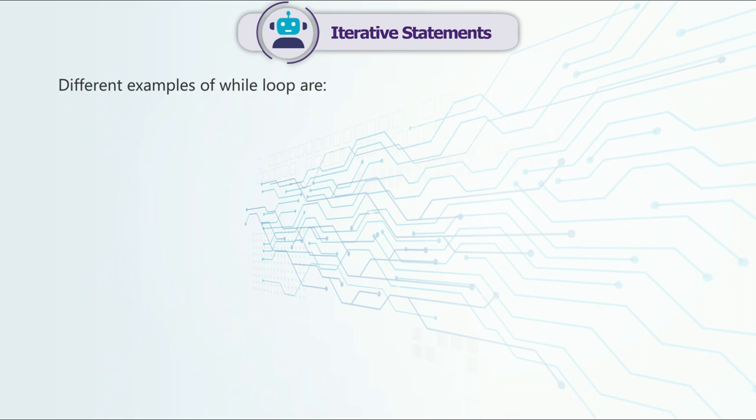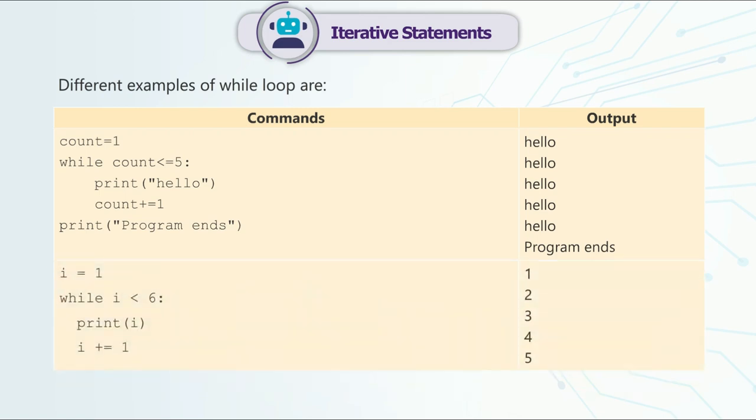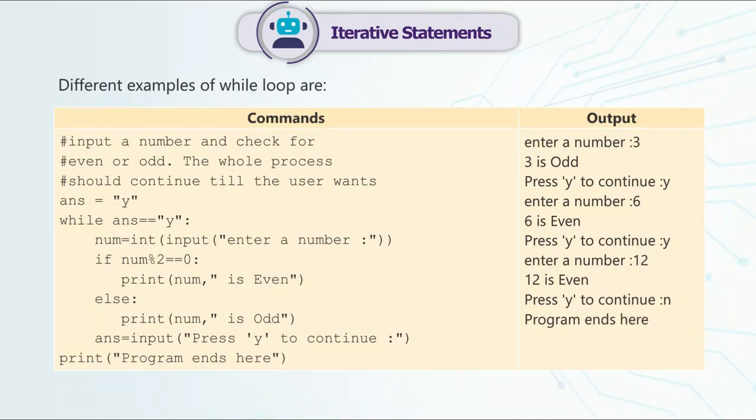Different examples of while loop are commands and output. count = 1, while count <= 5: print hello, count += 1; print program ends. Output: hello, hello, hello, hello, hello, program ends. i = 1, while i < 6: print i, i += 1. Output: 1, 2, 3, 4, 5.